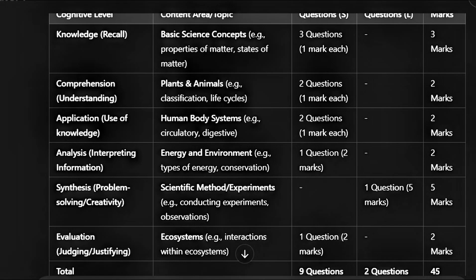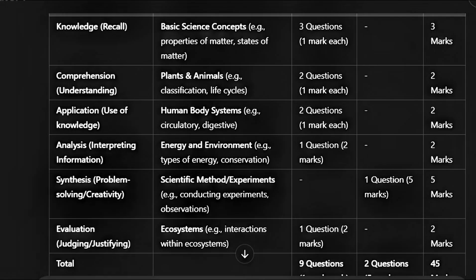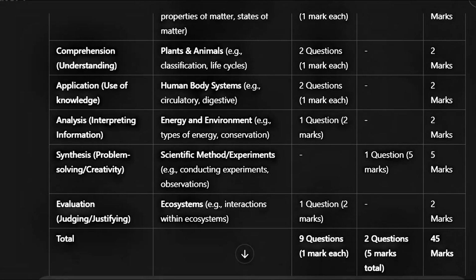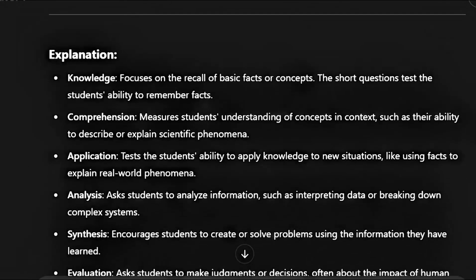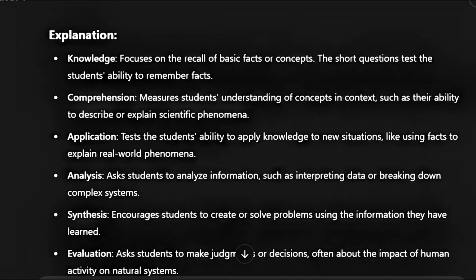Evaluation, judging, justifying: ecosystems, e.g. interactions within ecosystems. 1 question, 2 marks. Total: 9 questions, 1 mark each; 2 questions, 5 marks; 45 marks. Explanation. Knowledge focuses on the recall of basic facts or concepts. The short questions test the student's ability to remember facts.